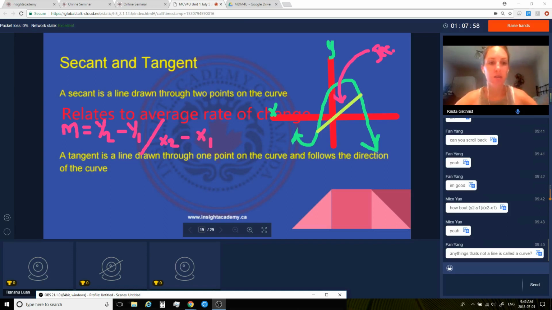So the tangent is a line drawn through 1 point on the curve, 1 point because it's looking for instantaneous rate of change, which happens at 1 moment in time. So a tangent is a line drawn through 1 point on the curve and follows the direction of the curve, okay? So give me a second and I'll draw another graph in.